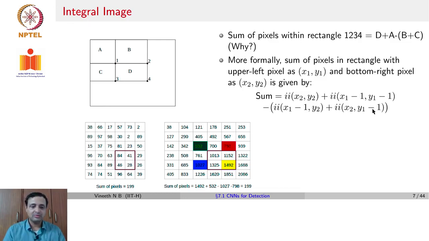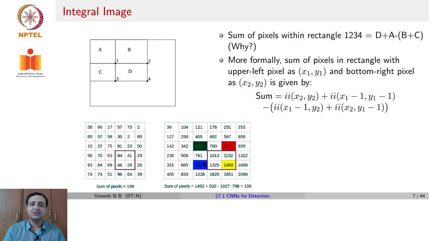So you would notice now that in this particular case, let's say you wanted to find out the sum of pixel intensities in this particular square block. Then what you could do is, you already have the integral image computed. So you only have to look up a certain set of values here and say 1492 plus 532 minus 798 minus 1827. Why is this useful?